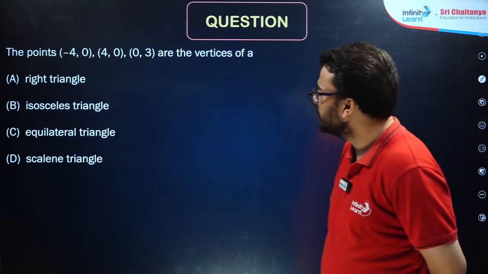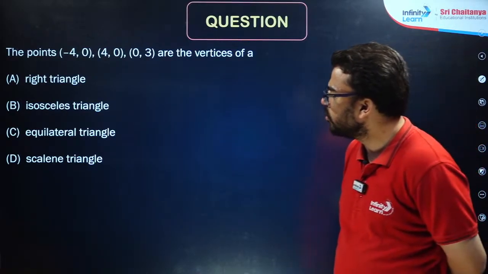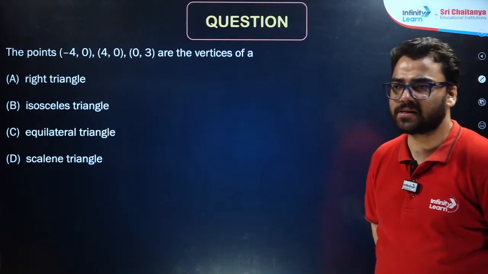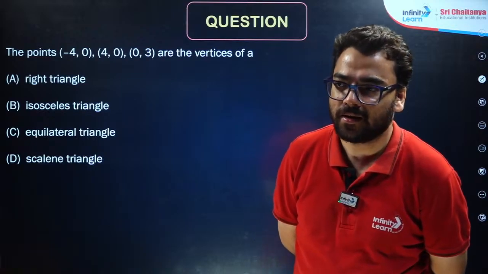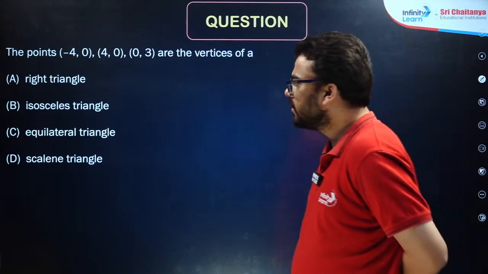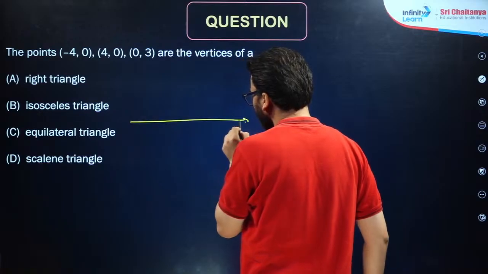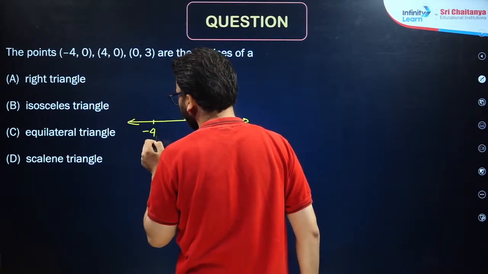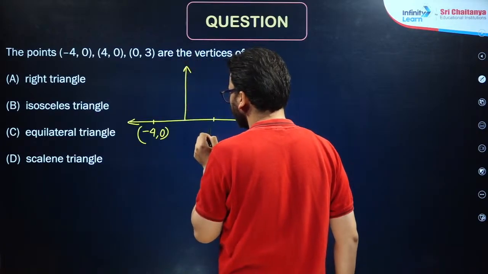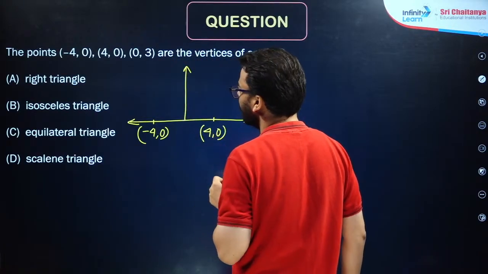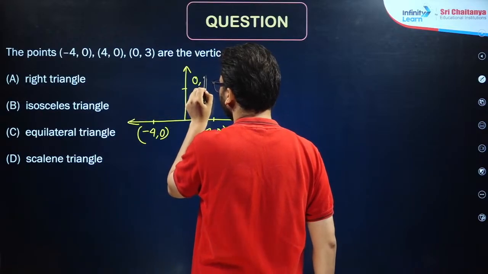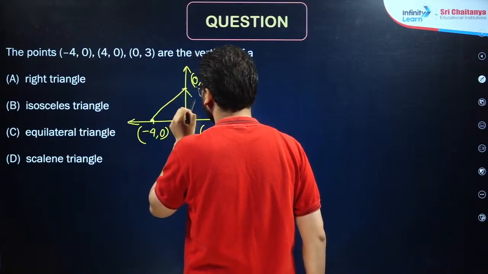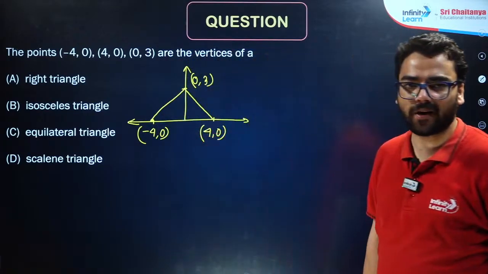Now the points are the vertices of what type of triangle? So over here I will say you don't need to actually find the distance. Again, these type of questions are given for that thing only, to waste your time. You got that? So you don't need to actually find the distance. If you will plot the points, you can easily decide what type of triangle it is. You see, minus 4 comma 0 will be somewhere over here, and plus 4 comma 0 will be somewhere over here, and 0 comma 3 will be somewhere over here, right? And then you have to join it. You have to decide what type of triangle this is.